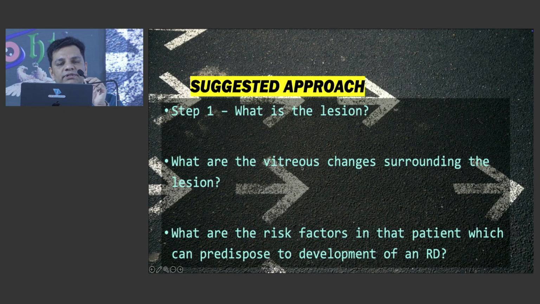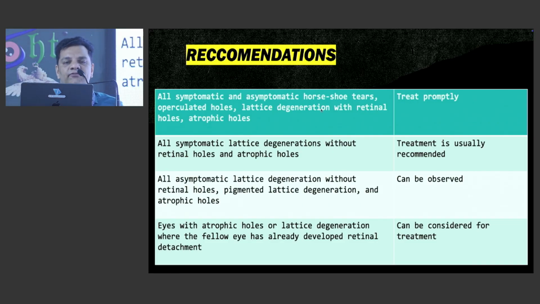So the suggested approach is, step 1, what is the lesion? What are the vitreous changes surrounding the lesion? And you should also look at the risk factors. What are the risk factors in that patient which can predispose to a development of a retinal detachment? So here a few of the recommendations: all symptomatic and asymptomatic horseshoe tears, operculated holes, lattice with retinal holes, atrophic holes should be treated promptly. So these are the Indian guidelines. For all symptomatic lattice degeneration without retinal holes and atrophic holes, treatment is usually recommended. You can advise the treatment to the patient or you can tell them to closely follow up.